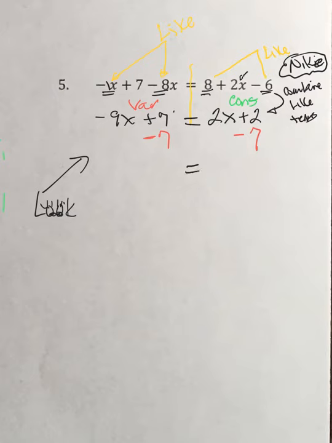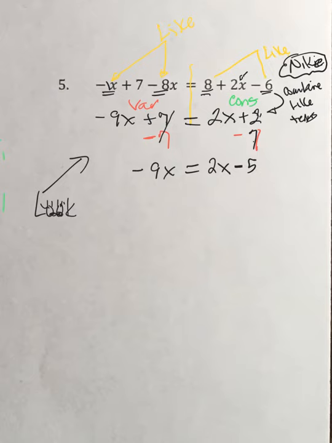Positive 7, negative 7 is 0. So that just leaves you negative 9x. I still have my 2x. And then a positive 2 and a negative 7 would be a negative 5. I guess I shouldn't put the little, right? Whatever.